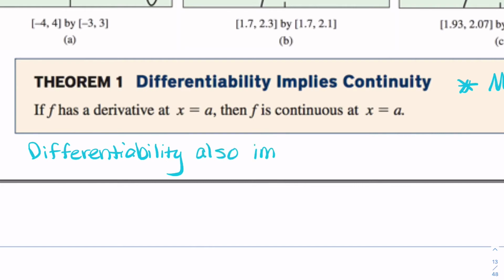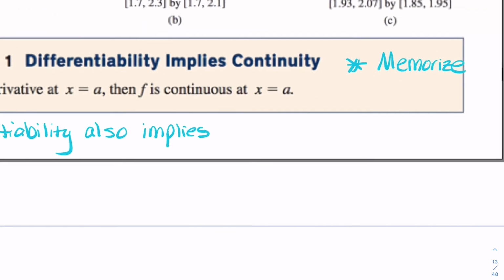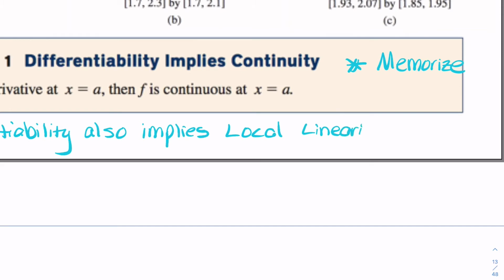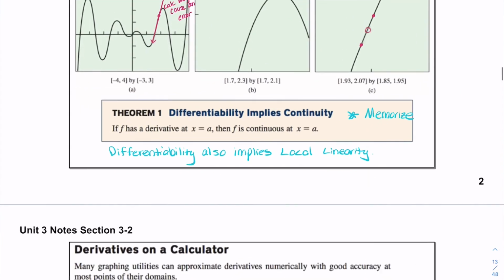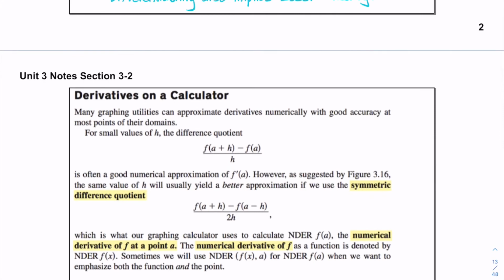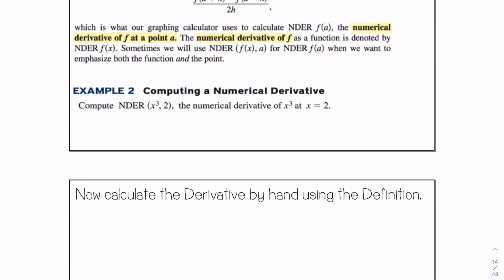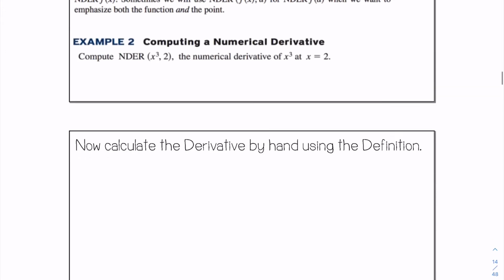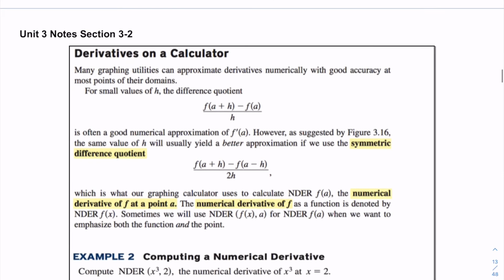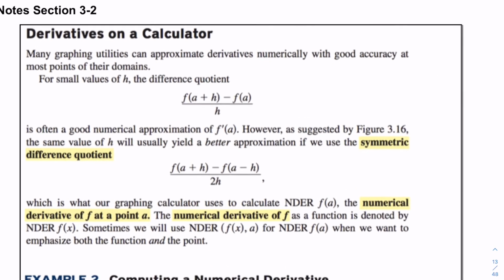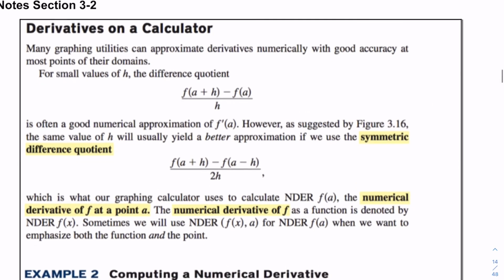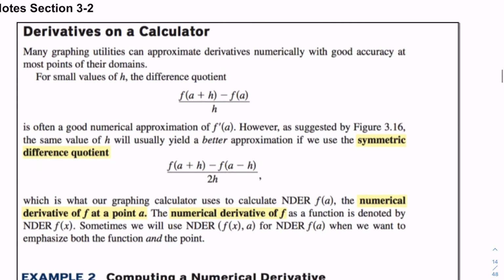Also implies local linearity. Okay. Again, let's see. Yeah. So a calculator causes a problem when you actually calculate it. So, well, sometimes there's a problem.